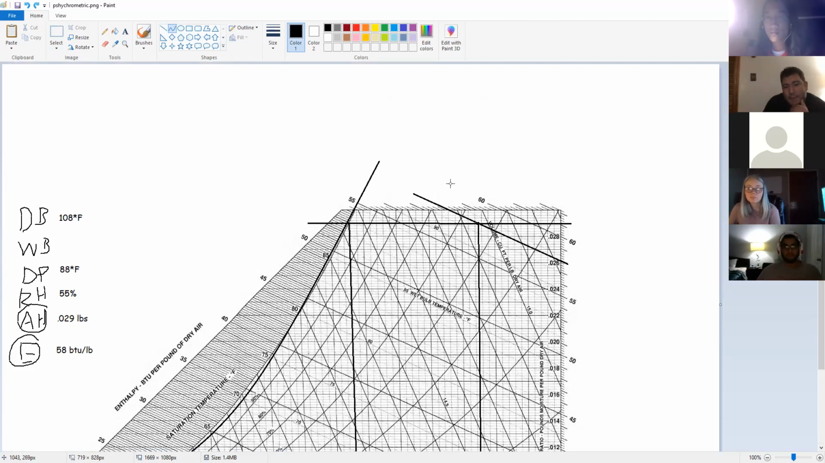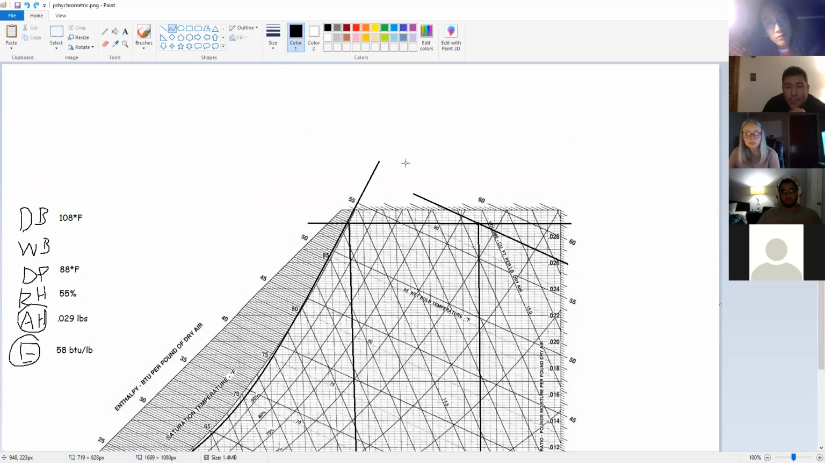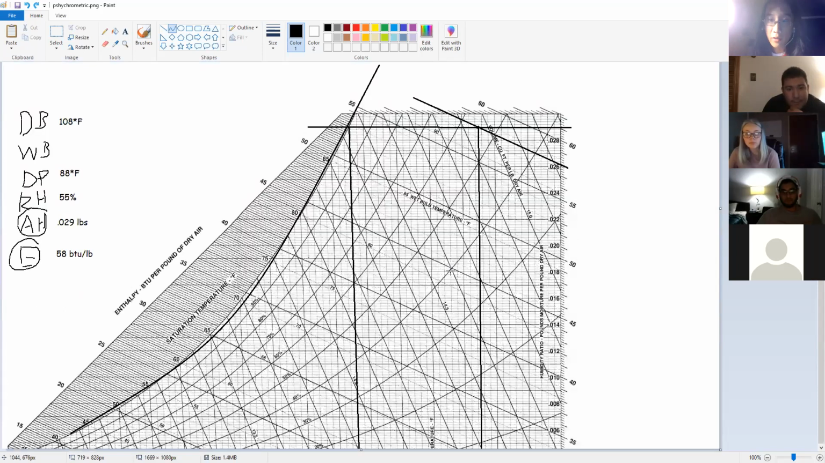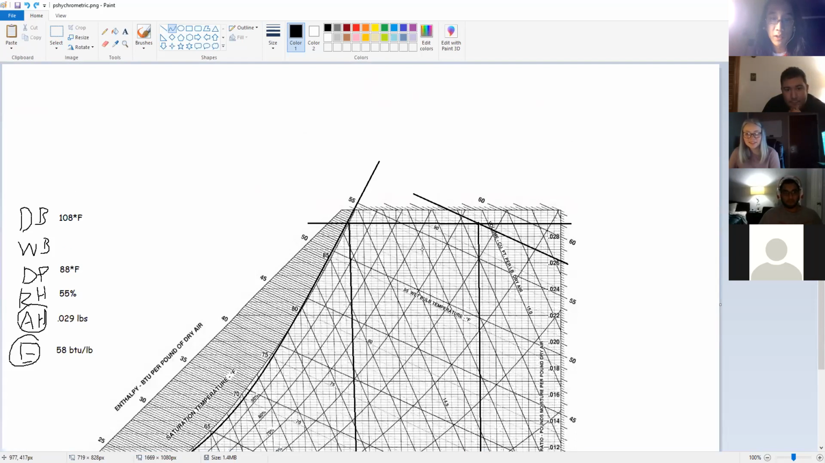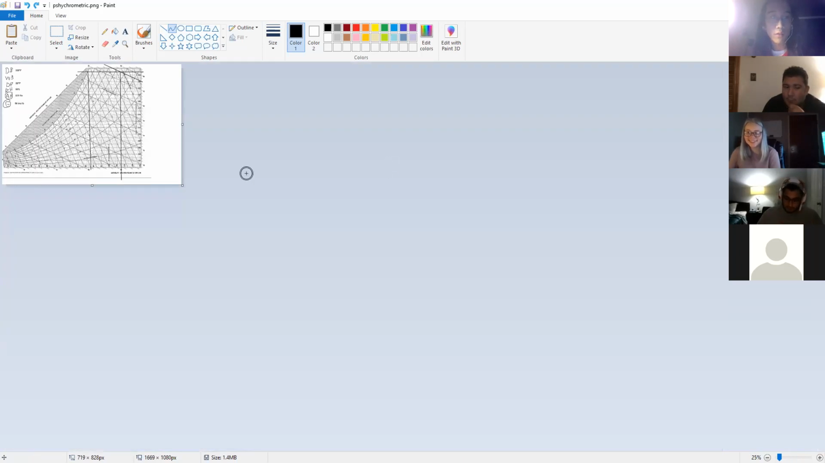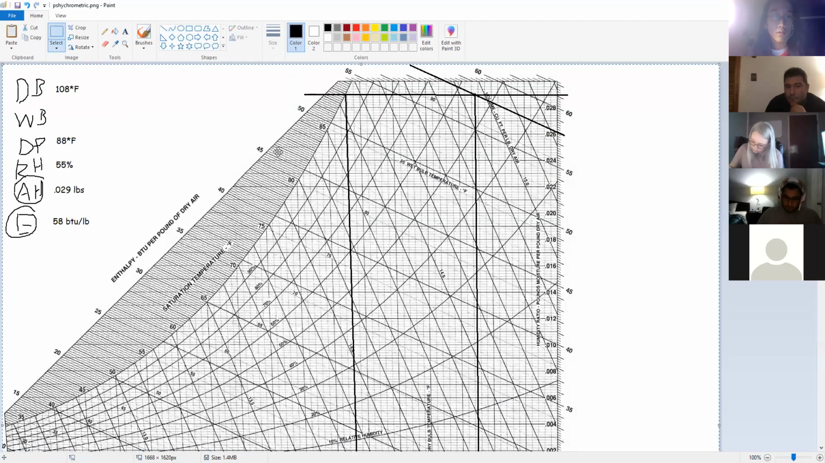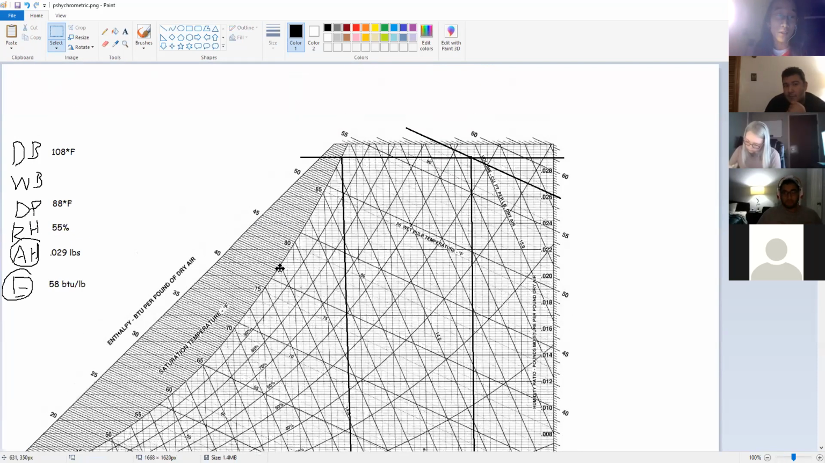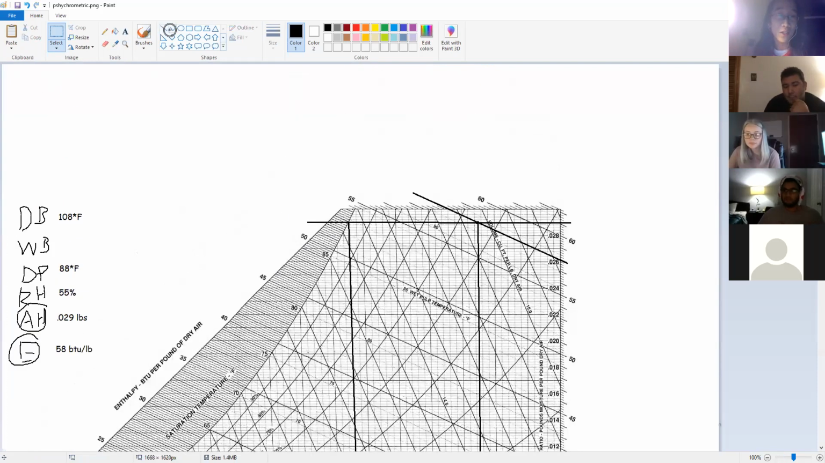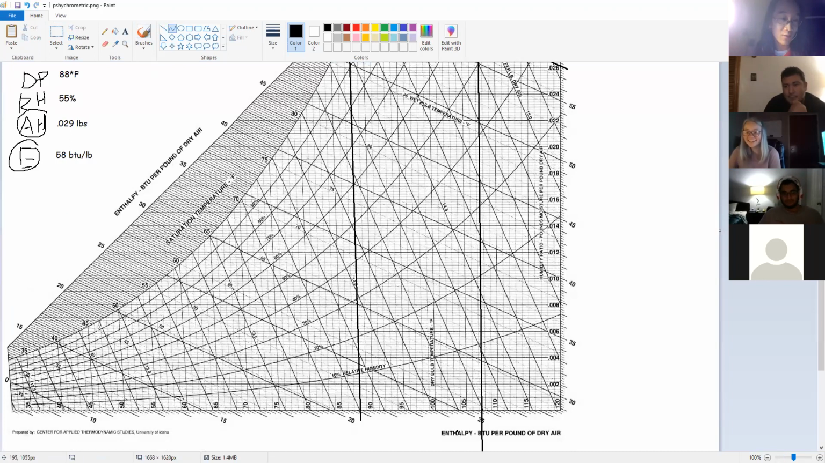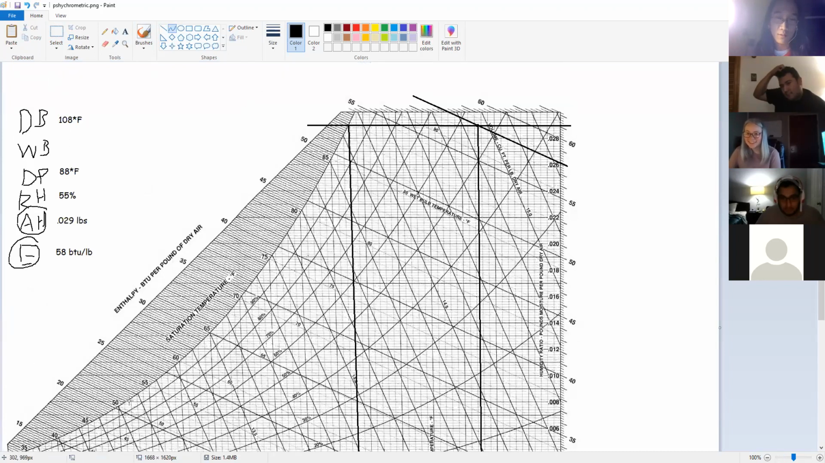I don't even think the wet bulb exists, because if you extend that straight line on the top on the side of the graph, I don't think it would exist at that point. Probably not. Maybe it's at boiling temperatures or something. 108 isn't boiling temperatures in Celsius. Anyway, psychrometrics are pretty cool.